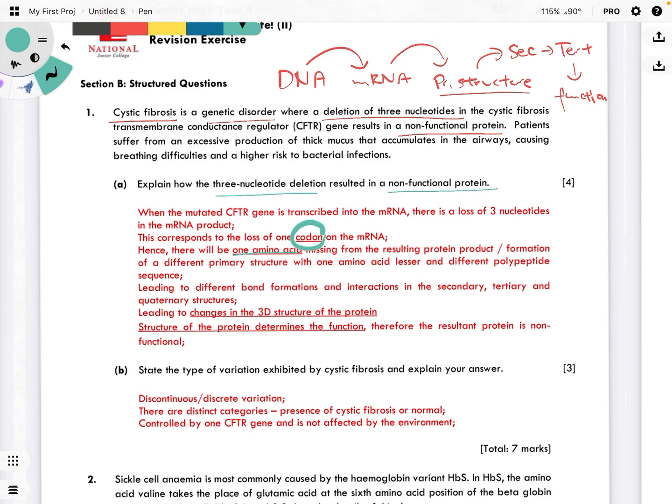And when you lose an amino acid, you change the primary structure, which will affect the secondary, tertiary, and quaternary structures because the bonds that are formed will be very different. And when the bonds formed are different, what will result downstream is that the 3D structure of the protein will be changed. And when the 3D structure of the protein is changed, it can affect the function of the protein.